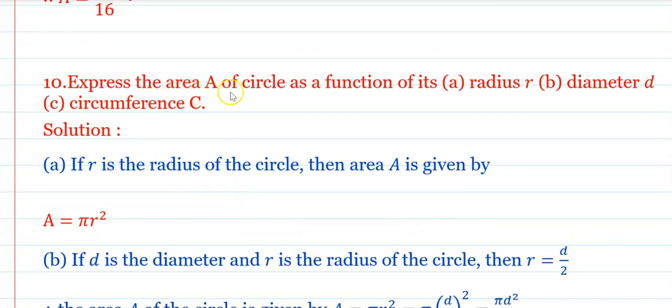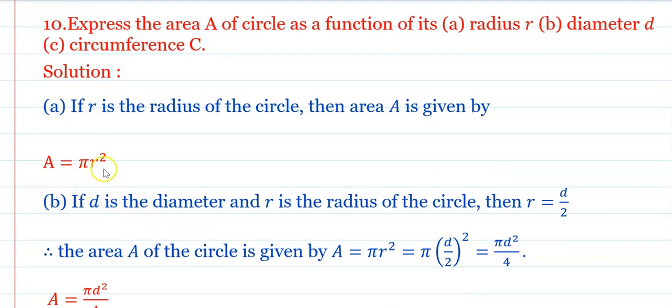Express the area capital A of a circle as a function of its radius, diameter, circumference. If R is the radius of the circle, then the area is given by A is equals to pi r square. This is the first. Next, we will express the area of the circle in terms of the diameter. No problem. If small d is the diameter and small r is the radius of the circle, then r is equals to d upon 2. Okay. That is, d is equals to 2 times radius, and hence r is equals to d by 2.